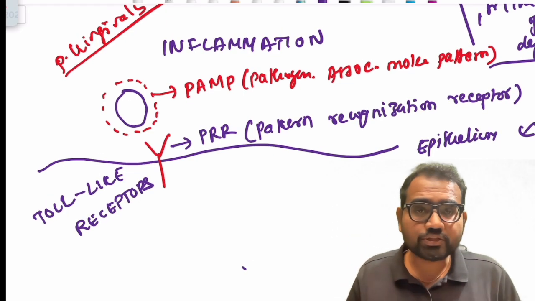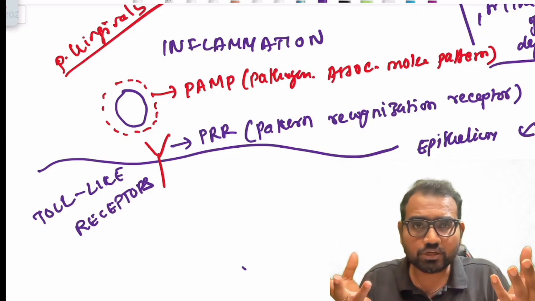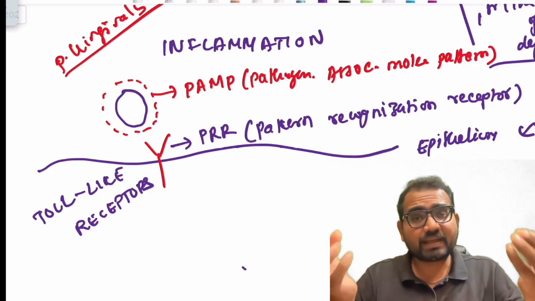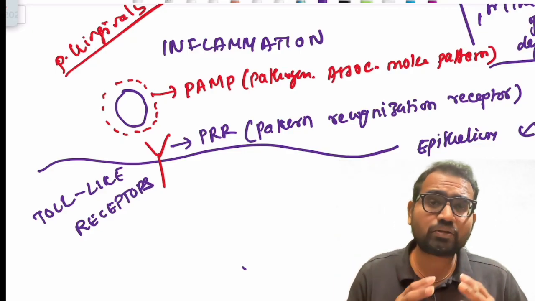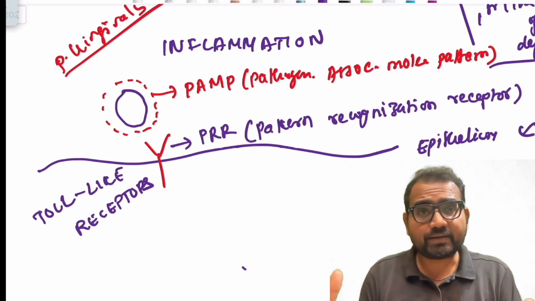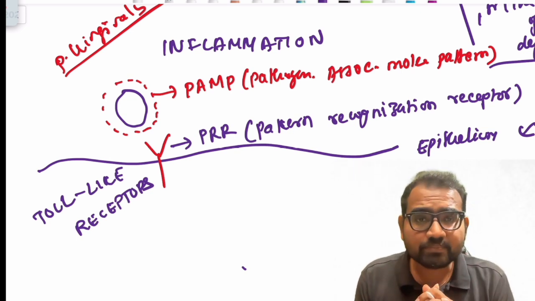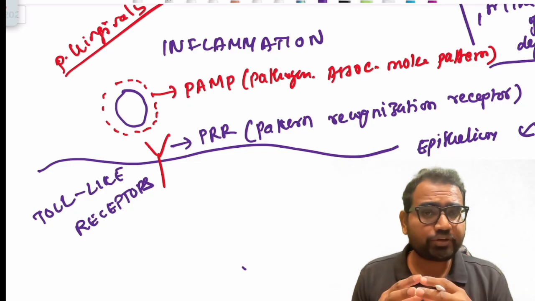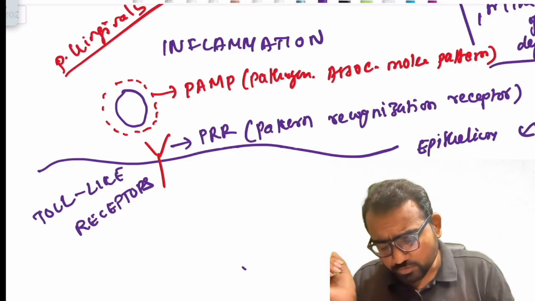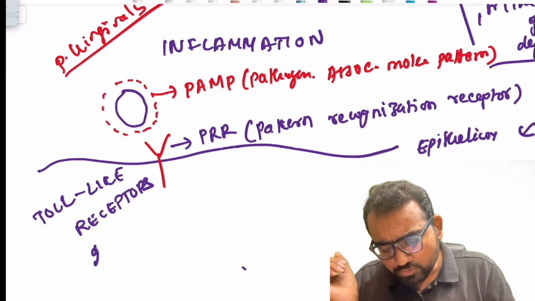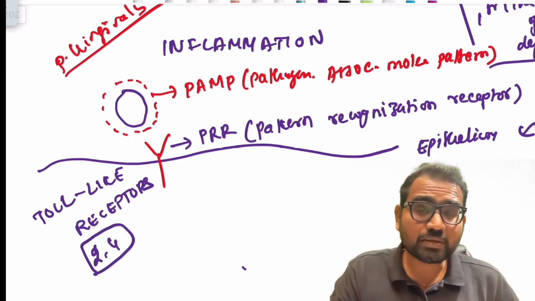So till now the terminologies are clear, right? Every bacteria will have PAMP, pathogen associated molecular pattern. This PAMP will be recognized by a body PRR, pattern recognition receptor, which are nothing but toll-like receptors. We have a lot of pattern recognition receptors like C-type lectin type and toll-like receptors. Predominantly we are going to talk about toll-like receptors. There are n number of toll-like receptors, predominantly TLR 2, 4, and it goes up to 13.